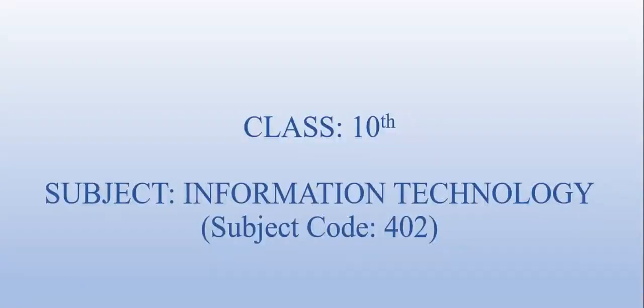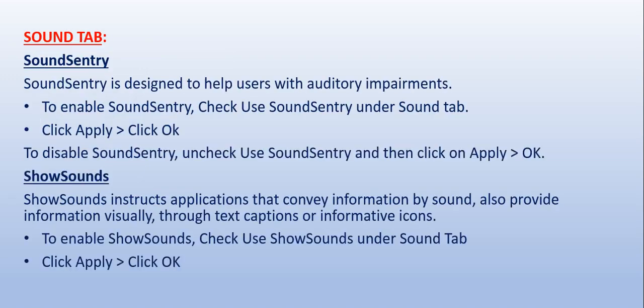Hello everyone, this video is for class 10th, subject is information technology and the subject code is 402. In this video, we'll discuss the remaining tabs of accessibility option. These tabs are sound tab, display tab, mouse tab and general tab. So let's start with sound tab.